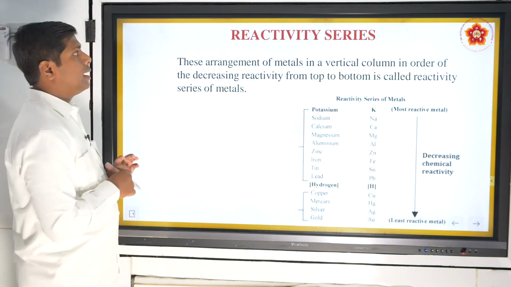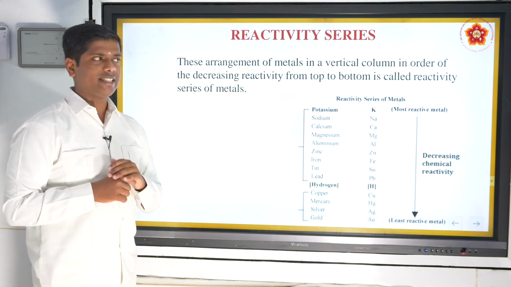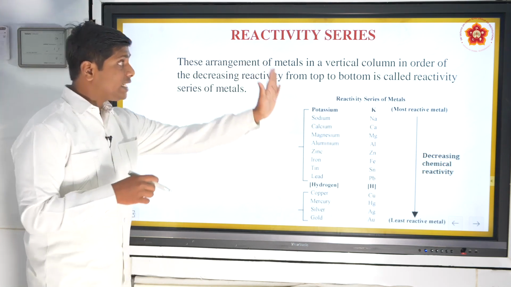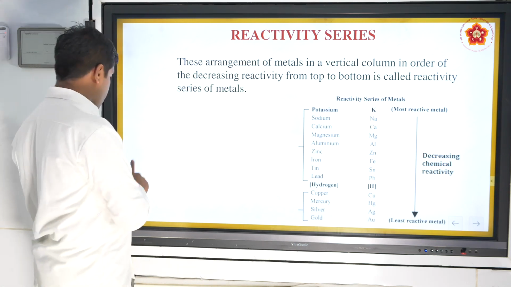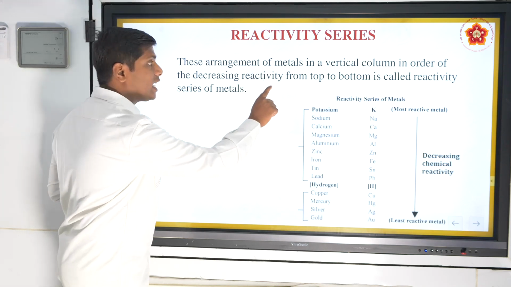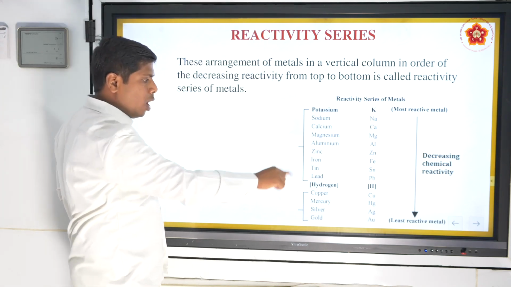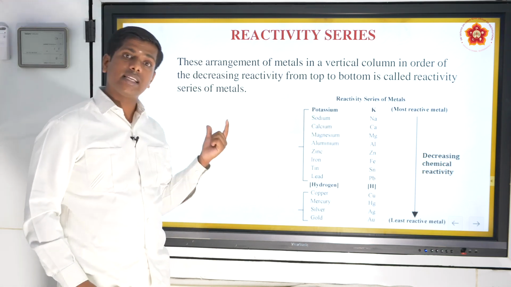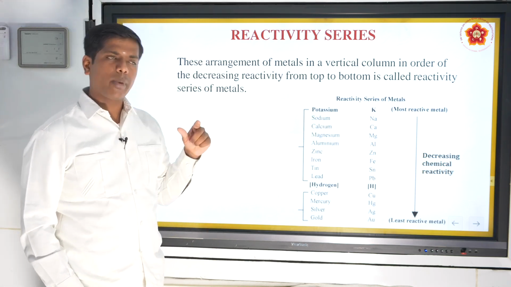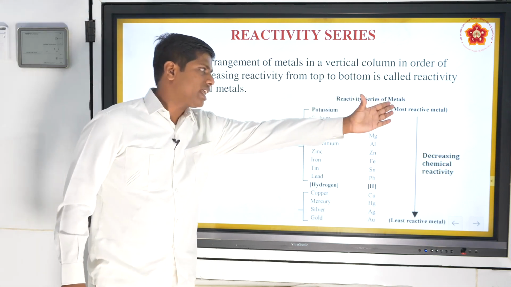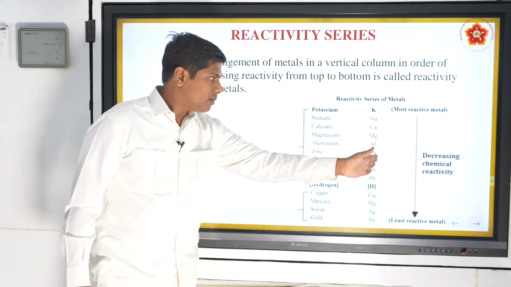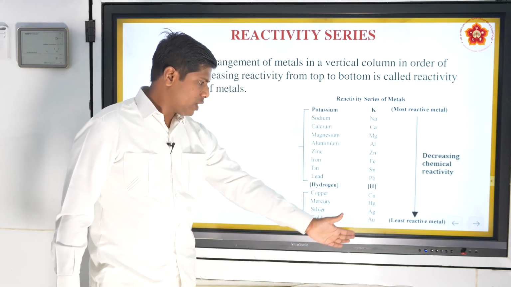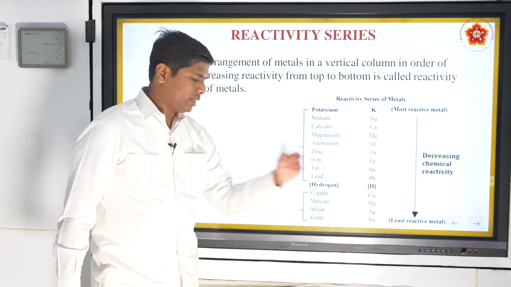Next, reactivity series. What is the reactivity series? The arrangement of metals in a vertical column in order of decreasing reactivity from top to bottom. We will discuss this more in metals and non-metals, but you have to know some of the most reactive elements and some of the less reactive elements. The most reactive element is potassium, and a less reactive element is gold.